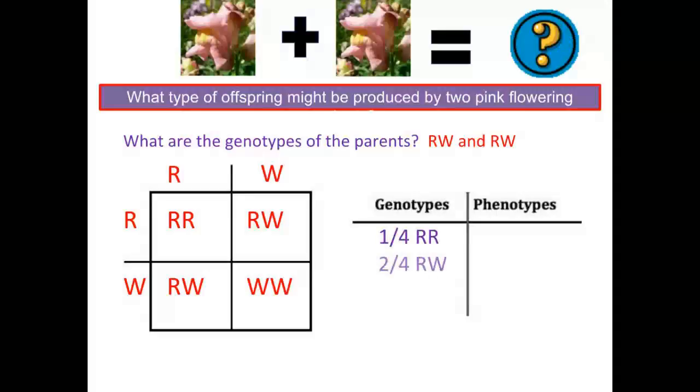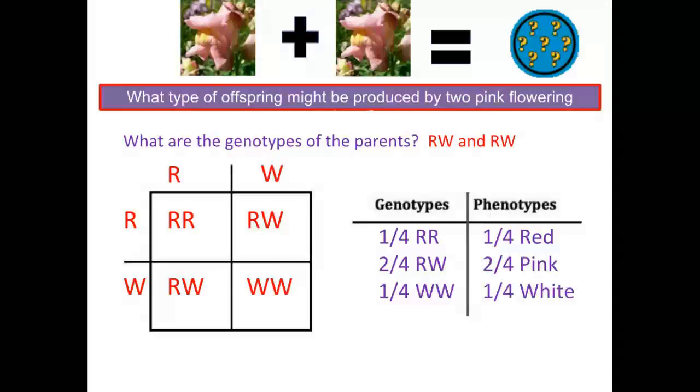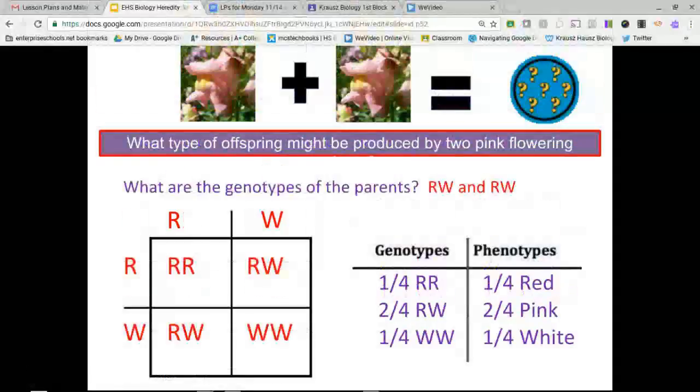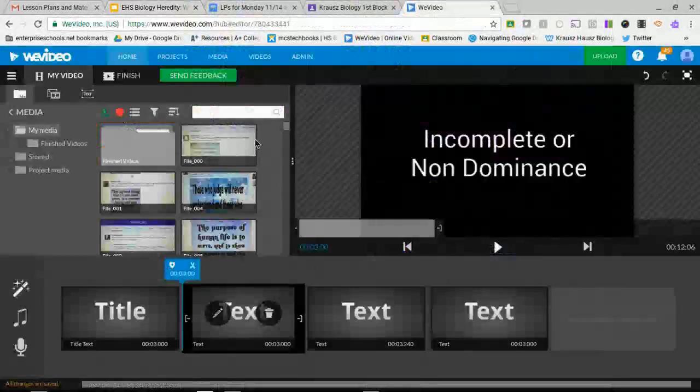So with the genotypes, we had 1/4 of them that were big R, big R. We had 2/4 of them that were big R, big W, and we had 1/4 of them that were big W, big W. So what does that mean? That means that 1/4 of our flowers are going to be red, 2/4 of them are going to be pink, and 1/4 of them are going to be white.